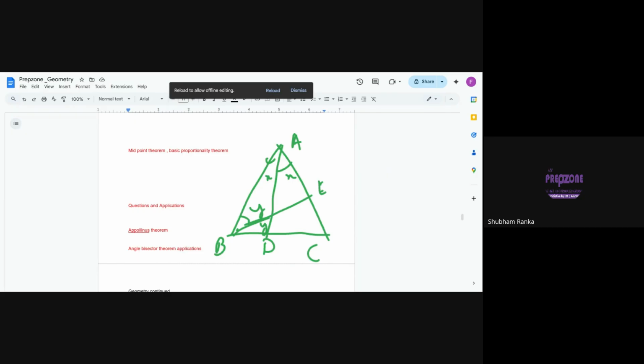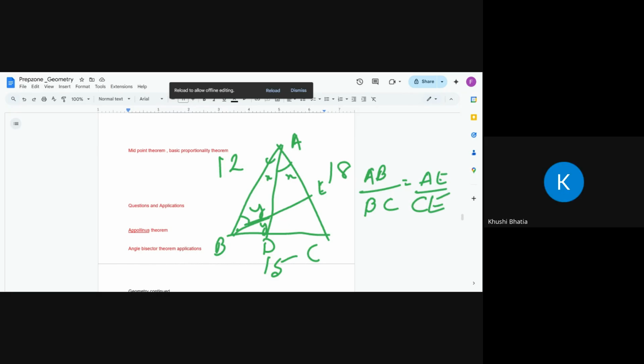अब theorem says that if you have an angle bisector given to you, so I'll give you with an example also. Let's say this is 12, this is 18, and let's say DC is given to you or BC is given to you as 15. So three sides are known to me. So the theorem says that AB upon BC will be same as AE upon CE. AB upon BC is same as AE upon CE. ठीक है.